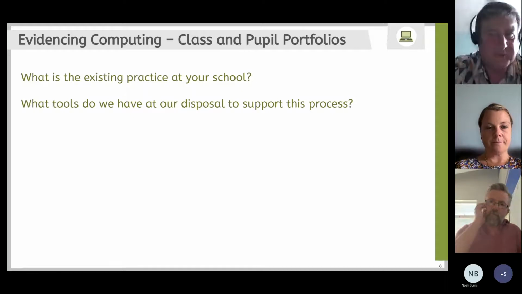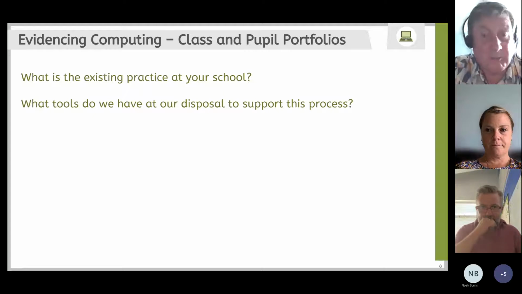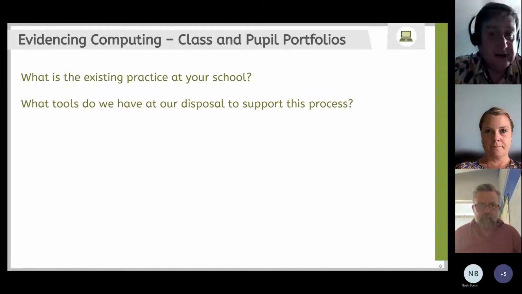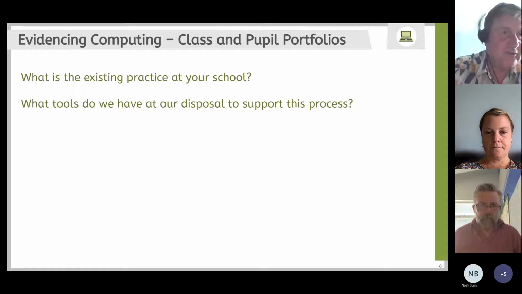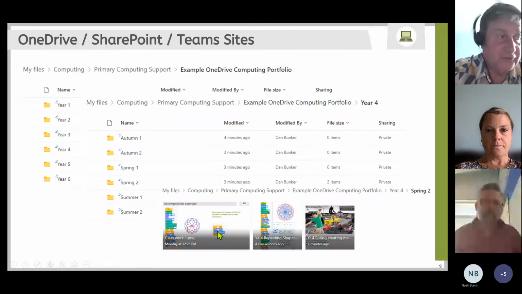It's evidencing the computing curriculum. What are we doing? What do you do at your school? And if we haven't started evidencing yet, what are the different options we could look at to support the process? So I'm just going to show you a few different ways you could do it. These are just examples as opposed to what a real school's doing. I'm just trying to illustrate the options available to you.